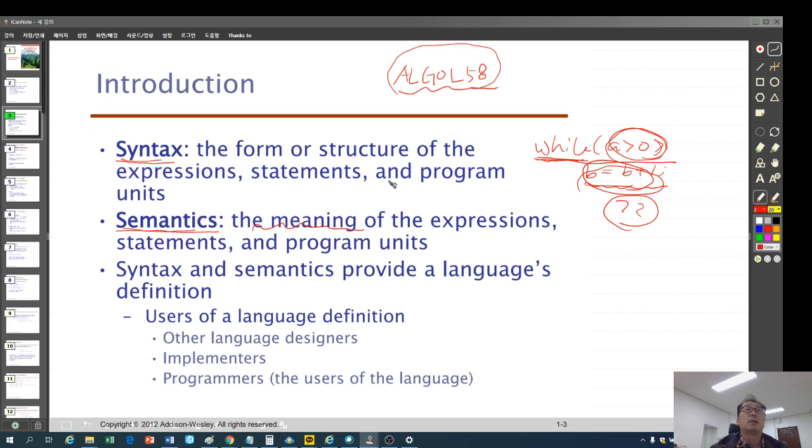Actually, a well designed programming language means that the semantics follows the syntax. So if we see the syntax, we can understand the semantics, if the programming language is very well designed.